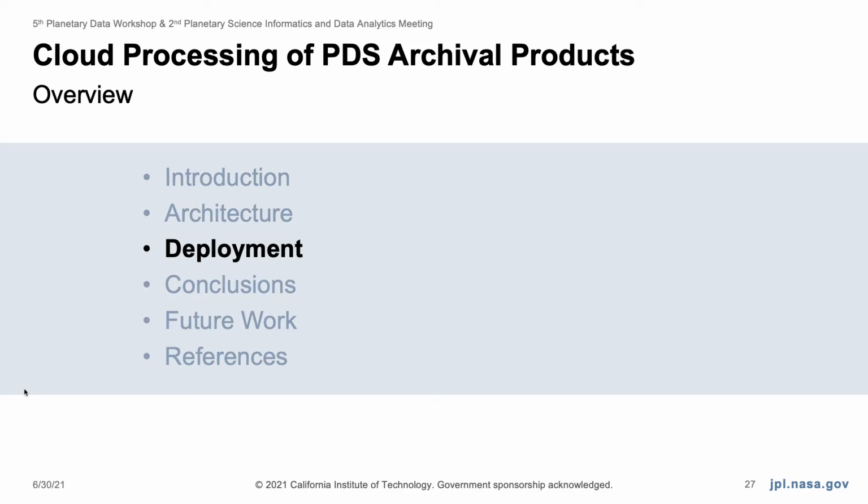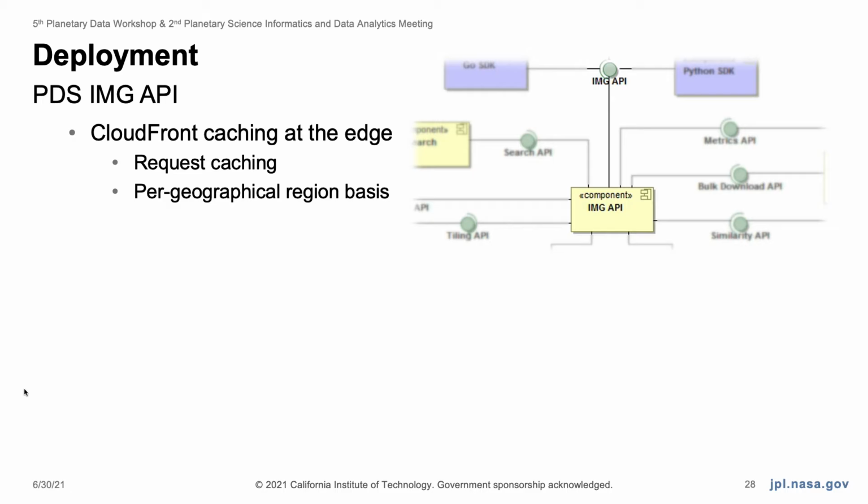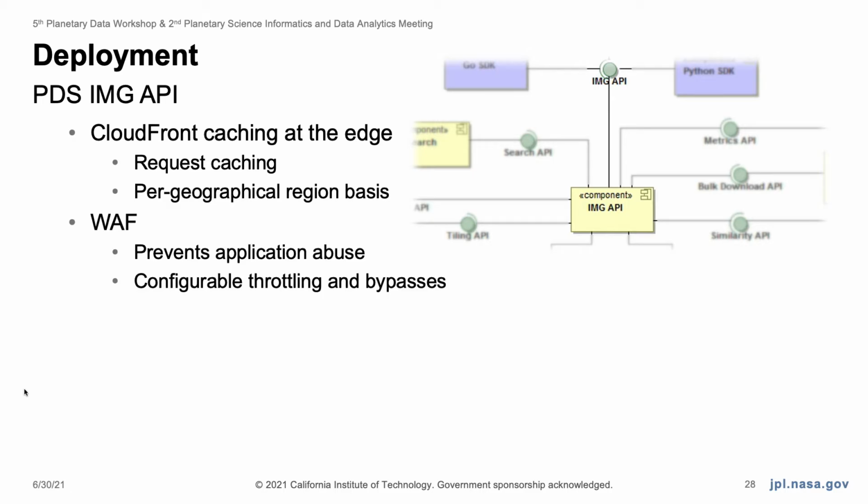All right, now I'm going to talk briefly about how all of this is deployed, starting with the Imaging Node API. So we use CloudFront, which is an Amazon offering which lets you do per request caching, and it actually does caching based on where in the world your request is coming from. So if you have a request coming from East Asia, it will create a cache in that region, and East Asian requests will continue to hit that cache instead of going all the way to where our servers are running in Oregon. We also use WAF, which prevents application abuse.